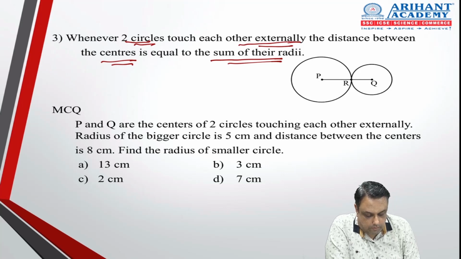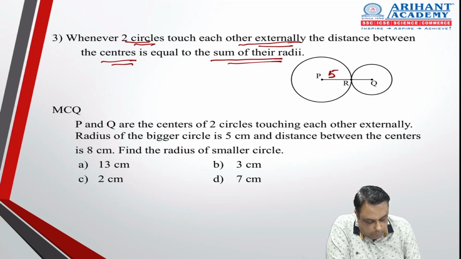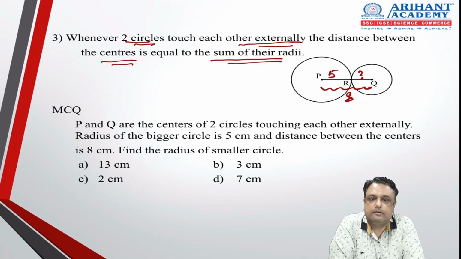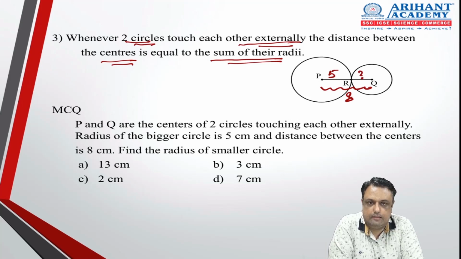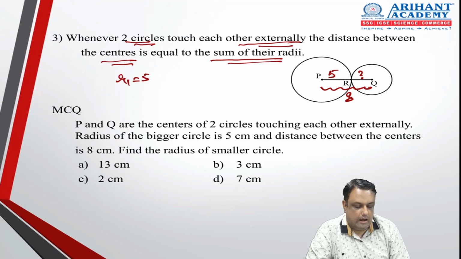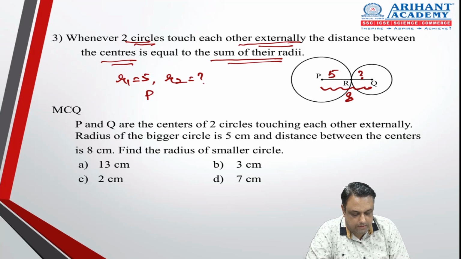So suppose here it is given in the MCQ, radius of the bigger circle is 5 and the distance between their centers is 8. Find the radius of the smaller circle. So R1 is 5. Correct? R2, we have to find the radius of the smaller circle. And the distance between their centers is given to be 8.